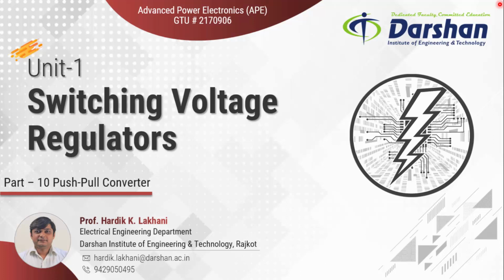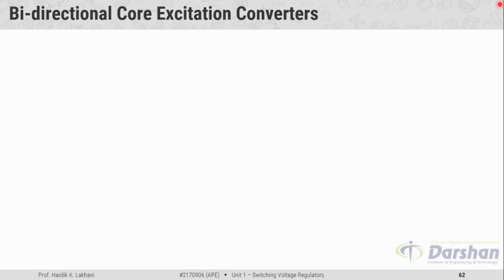This part covers the difference between the unidirectional core excitation and the bidirectional core excitation converter, and after that the working principle of push-pull converter. So let us first of all understand the comparison between the unidirectional core excitation converter and the bidirectional core excitation converter.